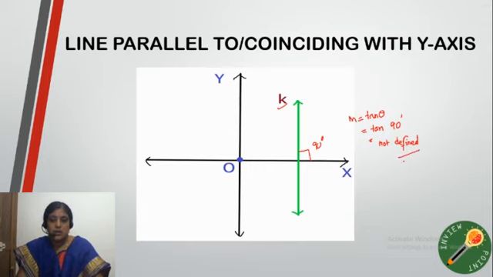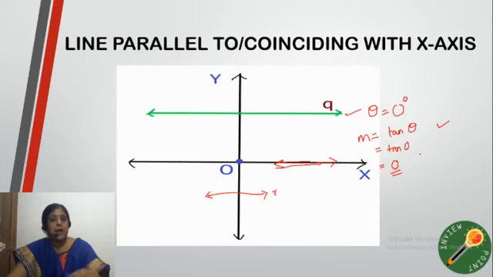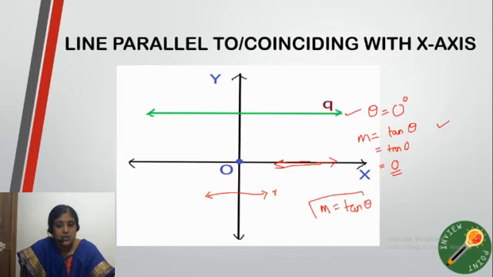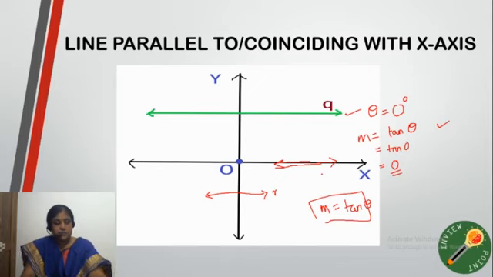So whenever you consider a line parallel to or coinciding with the y-axis, the angle of inclination will be 90 degrees and the slope is not defined. And if you consider a line parallel to or coinciding with the x-axis, then the angle of inclination is 0 degrees and the slope is m is equal to 0. Slope will be 0. Okay. So what is the equation to find the slope of a line? It is m is equal to tan theta. Is it clear, students? So this is the formula to find the slope of a line.